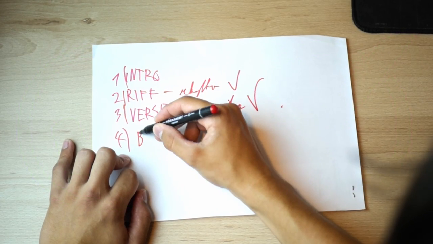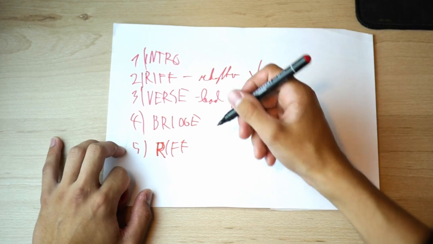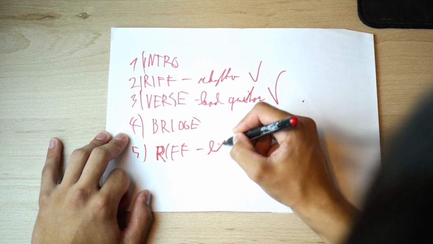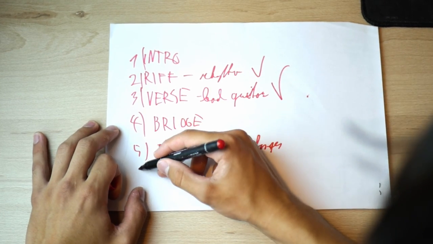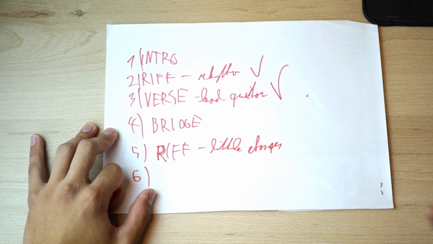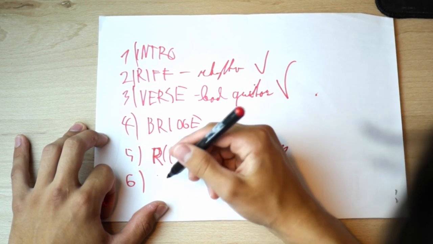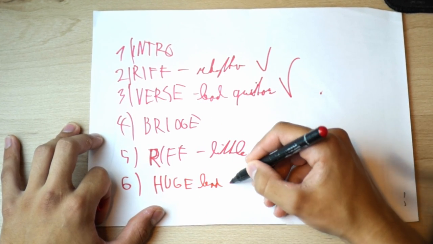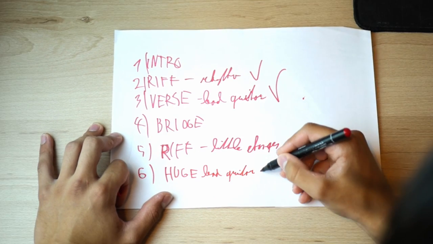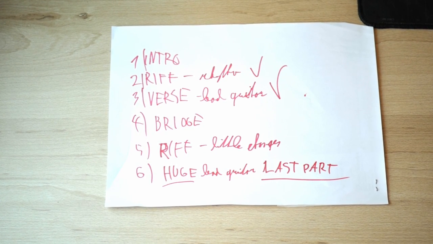Fourth, it's gonna be the bridge, and then it's gonna lead back to the riff, and this one's gonna have some little changes. We're gonna see which. And then, what about if I add like a huge lead guitar focused last part? That's gonna end the song. Oh my god. Okay, that's our song structure.